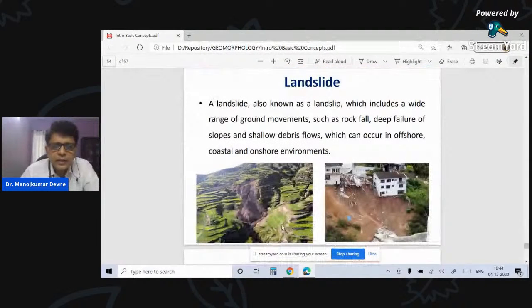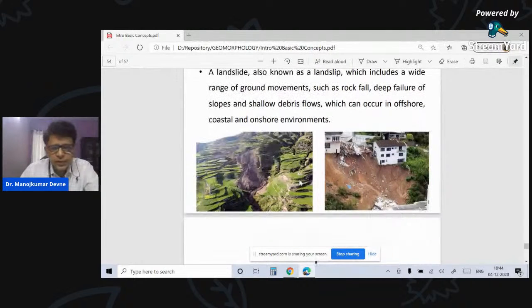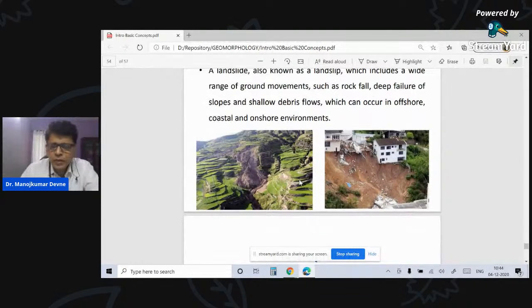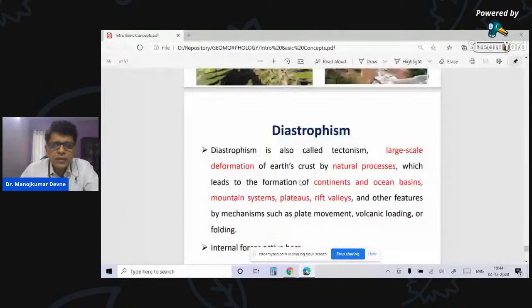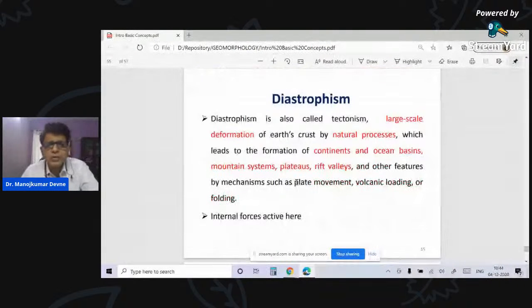Landslides, you see a lot of them in the hilly regions of India, right from the Sahyadris to the Himalayas, the Shivaliks included. Everything is moving only due to gravity. Nobody is pushing that. Diastrophism is also called tectonism. Large-scale deformation of the Earth's crust through natural processes.